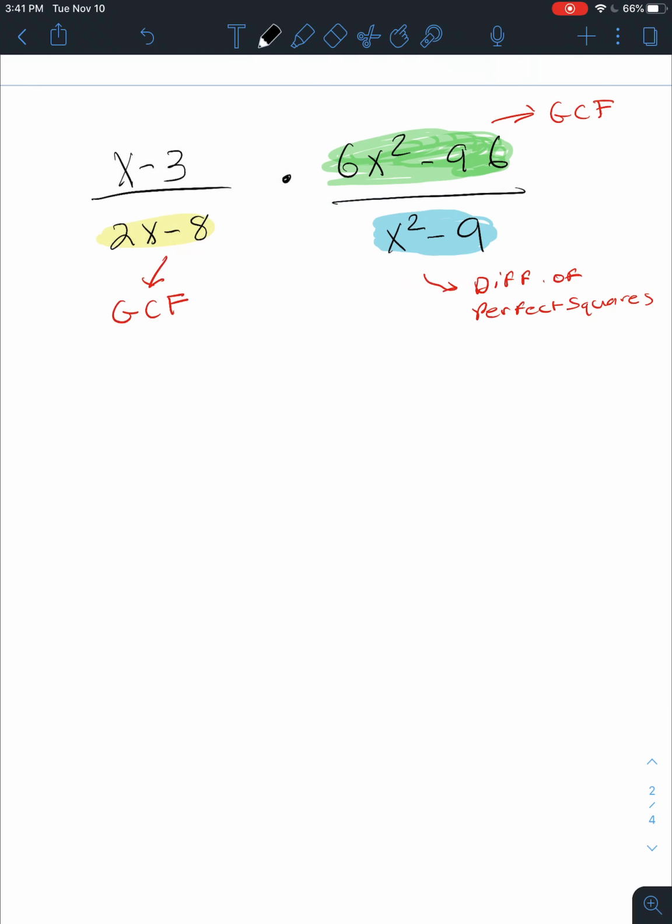So let's go ahead and take care of these. First thing is x minus 3, just leave it alone. There's no need to do anything to it because it's already simple. We can't take anything out. We can't factor it anymore. 2x minus 8, well, they're both divisible by 2, so I can take a 2 out, and I'm left with x because 2 times x gives me 2x, and I'm left with a minus 4 because 2 times negative 4 is negative 8.